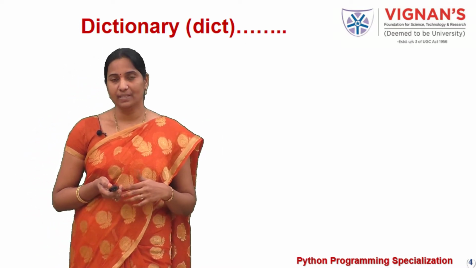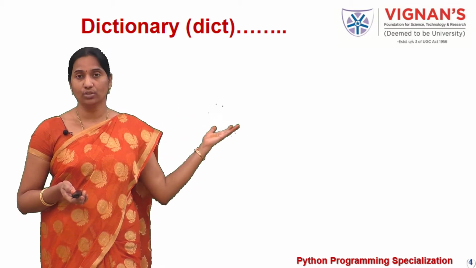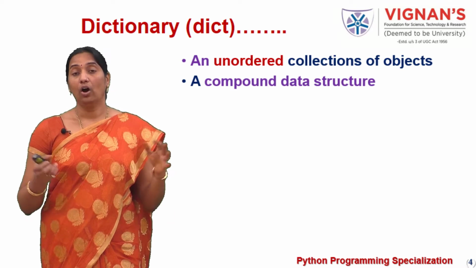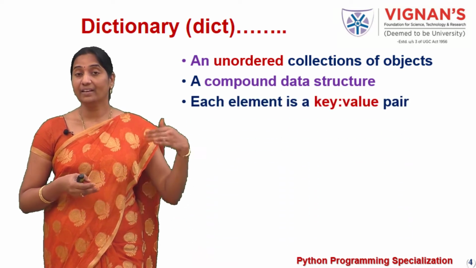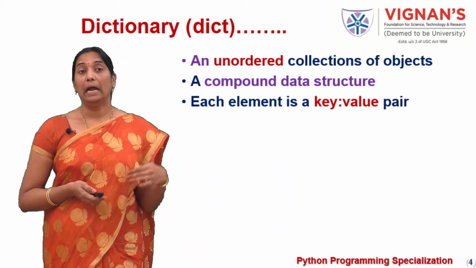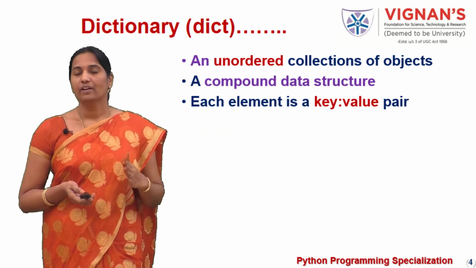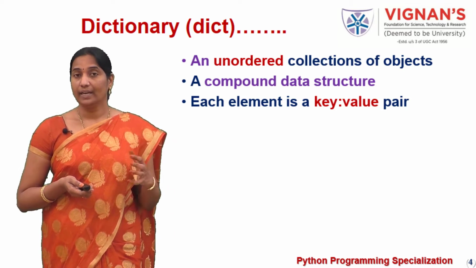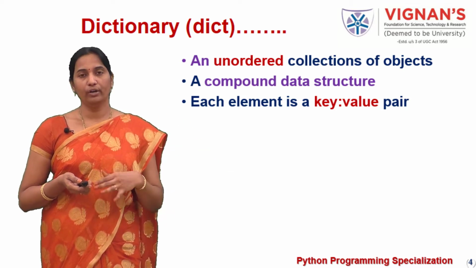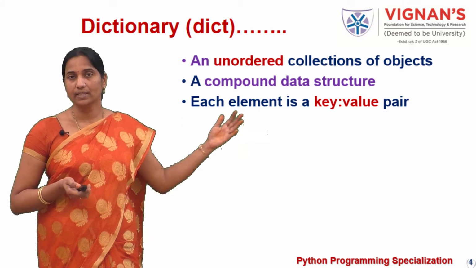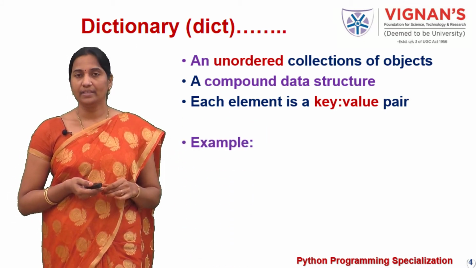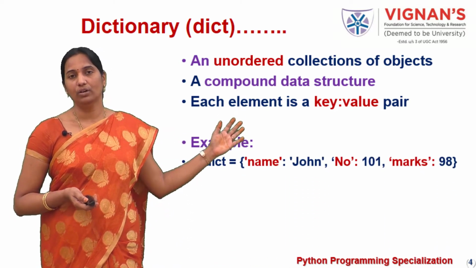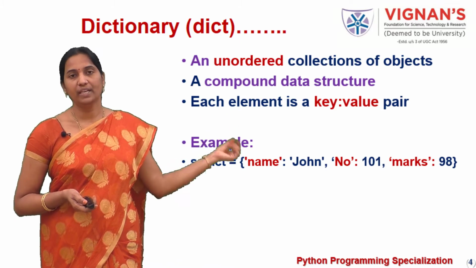Similar to lists and tuples, dictionaries are basically collections of objects. So we know that lists and tuples are ordered collections of objects. Unlike lists and tuples, dictionaries are unordered collections of objects. That is, there is no ordering among the elements of the dictionary, and the collection of objects could be of the same type or of different types. That's why they are known as a compound data structure. And unlike lists and tuples, here in a dictionary every element is a pair of key and value.